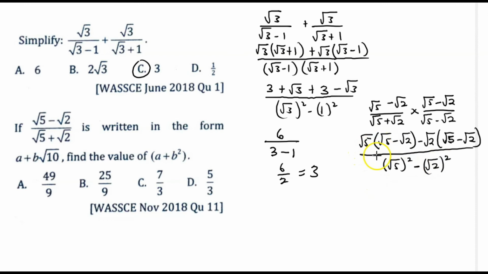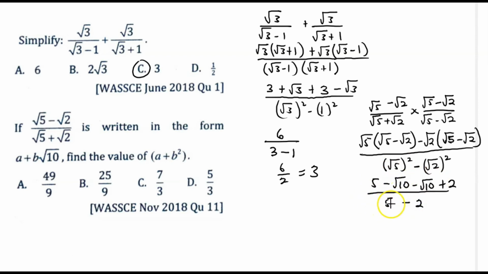Then continue with the numerator. Root 5 times root 5 will give us an answer of 5. Then root 5 times negative root 2 will give us negative root 10. And negative root 2 multiplying root 5 will also give us negative root of 10. Then negative root 2 multiplying negative root 2 will give us positive of the number 2. Divided by, simplifying the denominator, we have 5 minus 2.